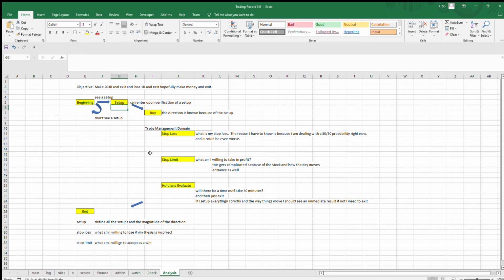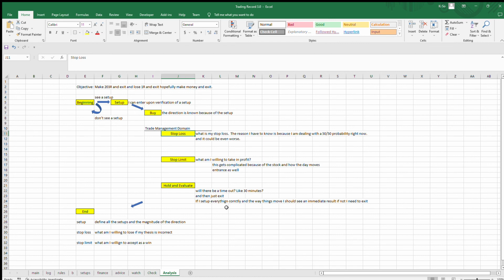So what is the most critical thing there? The critical part is essentially the setups, determining the stop loss, and then determining the stop limit, and also how long do I hold and evaluate. So how long do I hold for that? It is this. I'm just pointing with my fingers here.